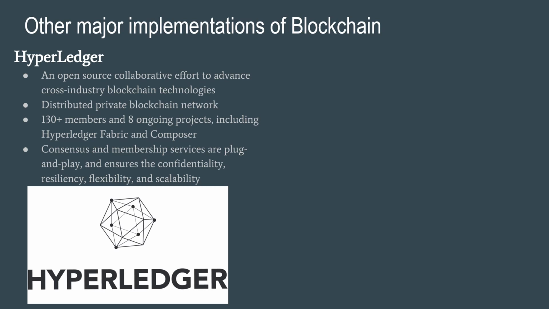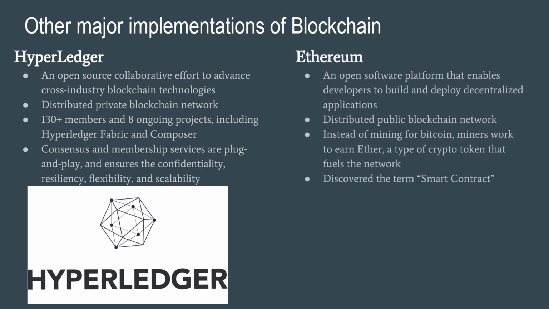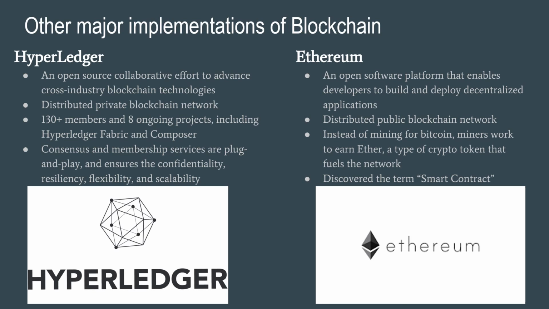Another example is Ethereum, an open source software platform that enables developers to build and deploy decentralized applications. It is a distributed public blockchain network. Instead of mining for Bitcoin, miners work to earn Ether, a type of crypto token that fuels the network. This platform helped popularize the term smart contract. A smart contract is a programmable piece of code which is executed when certain conditions are met. Many decentralized autonomous organizations use Ethereum for their business.